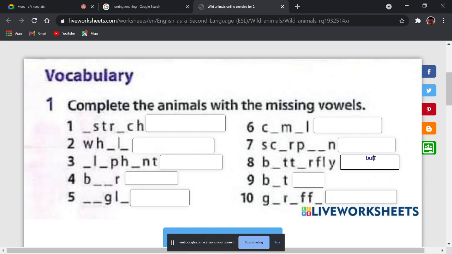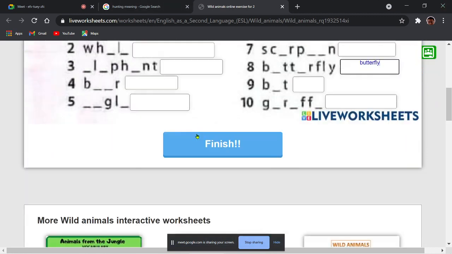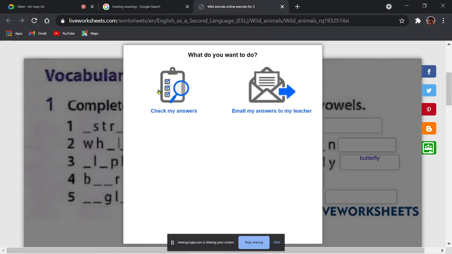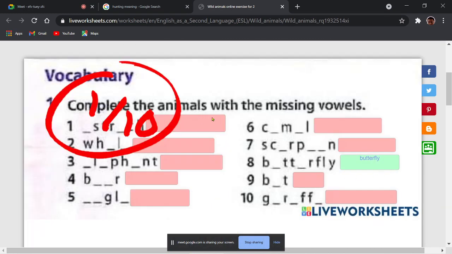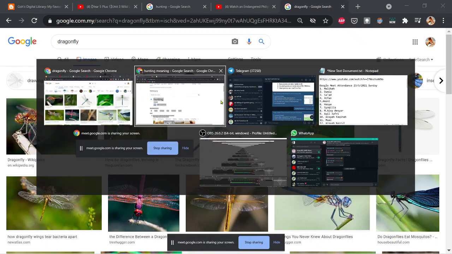Butterfly. Okay, right, finish. Check my answer. Yes, I got it correctly. Only one mark. Afterward, you are going to do this. Then, second question, my dear. We are only going to answer two.